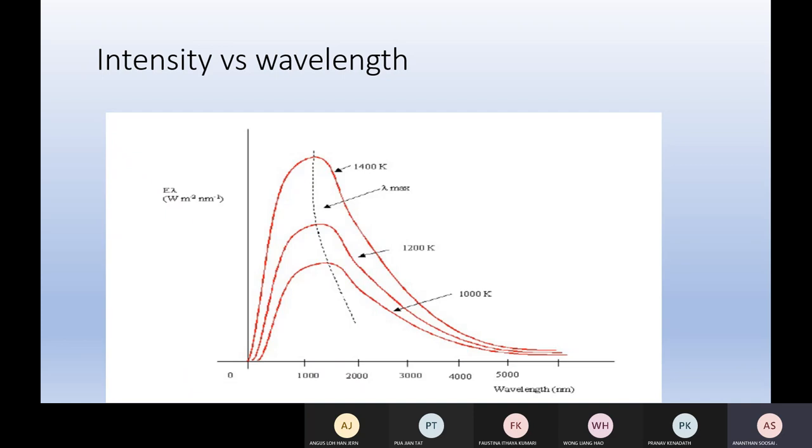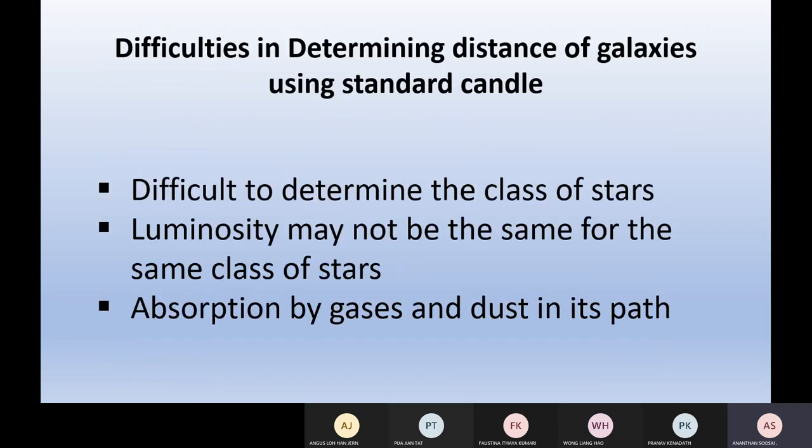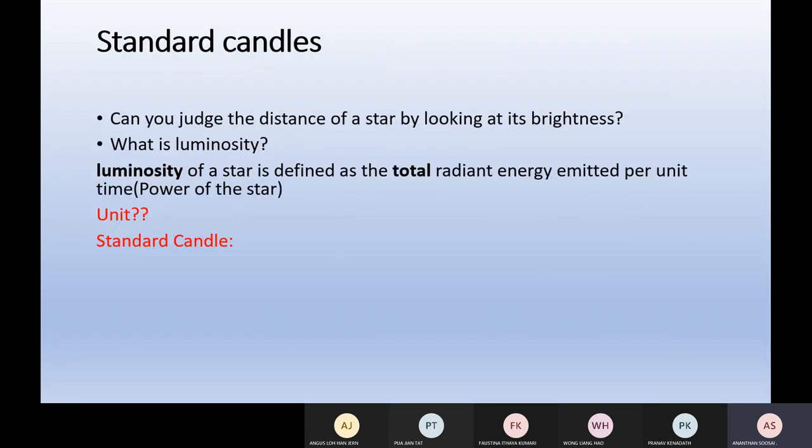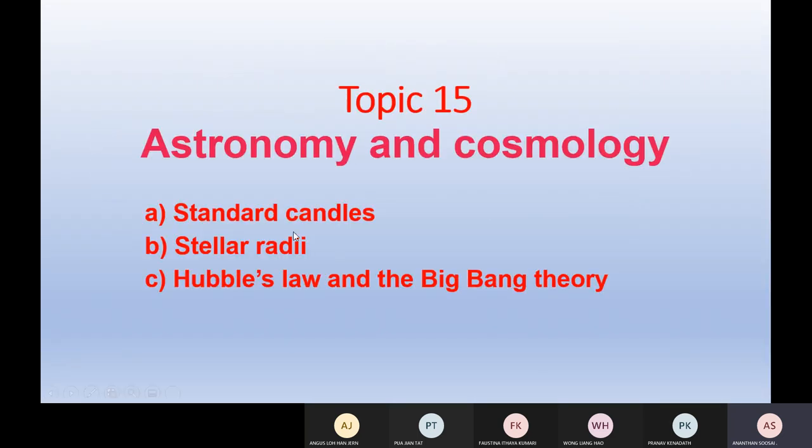Okay, class, that's today's lesson. I don't want to go deep. You can read it later. After Wien's law, we will go on to finding the size of the star. What you learned today is just the first part, standard candle. Okay, let's stop.